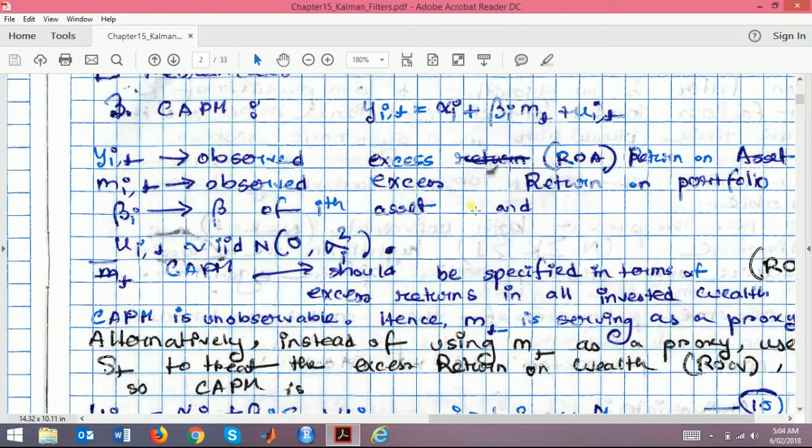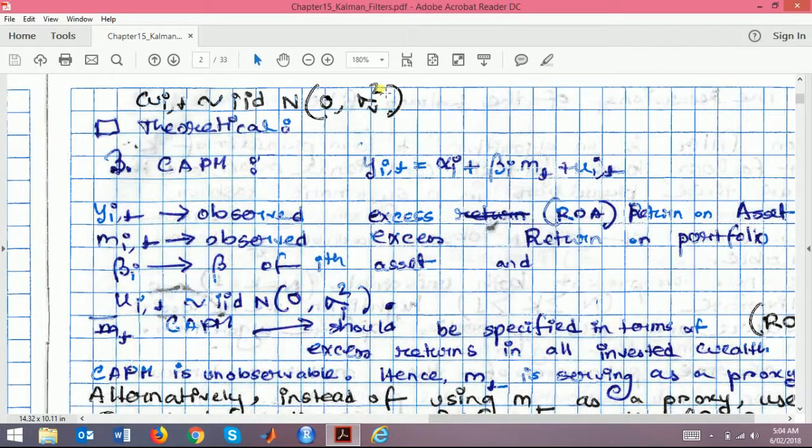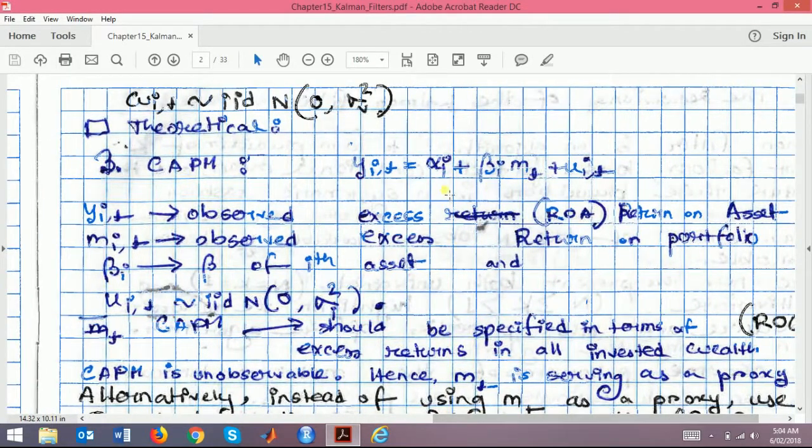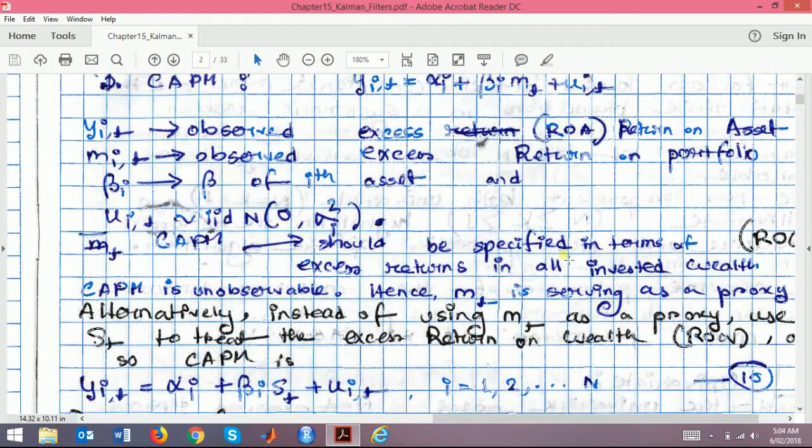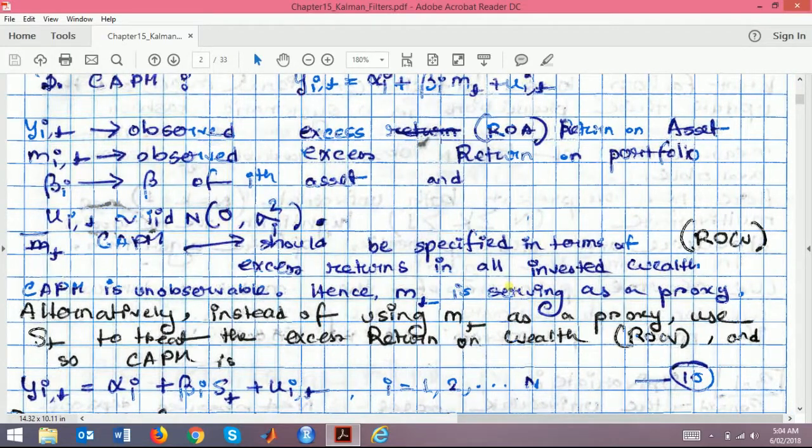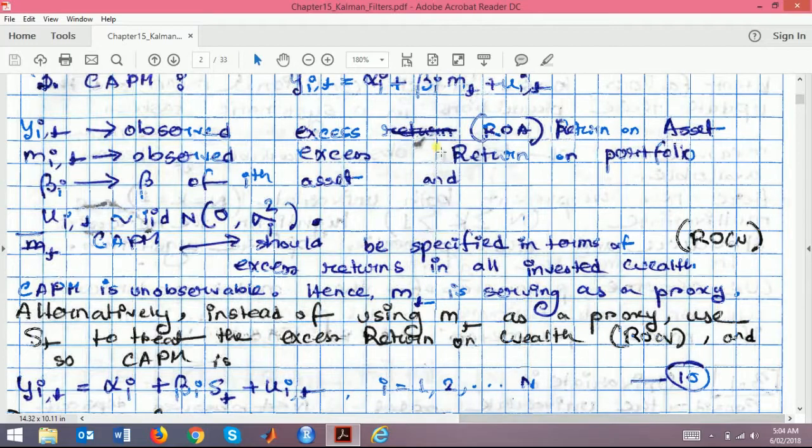Theoretical CAPM. Let's talk about CAPM now. Another model. We are just talking about how we can specify different models in terms of latent factor models. So CAPM, where Y_it, the observed excess return on asset, equals alpha_i, a constant, plus beta_i M_t. M_t is the observed excess return on the portfolio. Beta_i is the beta of the ith asset. U_it is IID with zero mean and sigma squared variance. CAPM should be specified in terms of excess returns on all invested wealth. That is unobservable. Hence M_t, the portfolio's return, is serving as a proxy. So you have the asset's return and the portfolio's return.